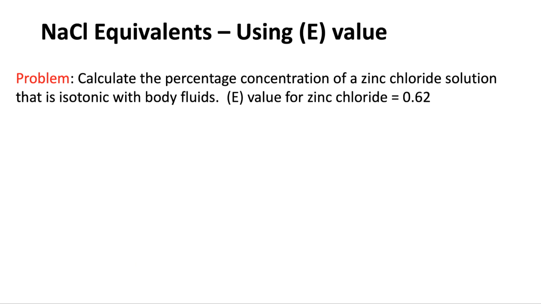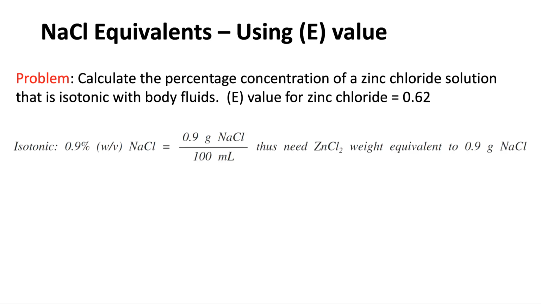Our last question is to perform these same calculations again, but now using zinc chloride. The question says, calculate the percentage concentration of a zinc chloride solution that is isotonic with body fluids, given that the E value for zinc chloride that we calculated previously equals 0.62. I'll try to go through this quickly. It's the same idea. We want the amount of zinc chloride that is isotonic, which means it's the same amount as sodium chloride, 0.9% weight per volume, which means we need 0.9 grams per 100 mL. So our target for sodium chloride is 0.9 grams.